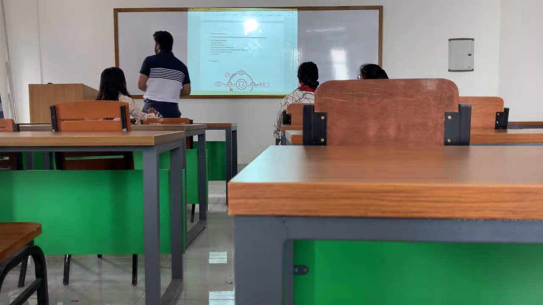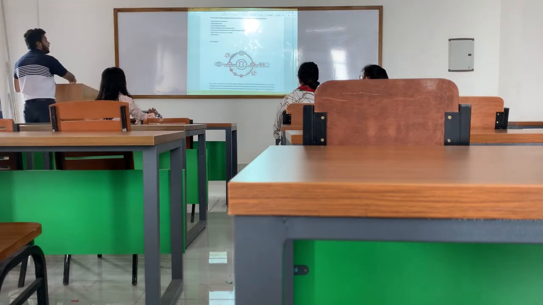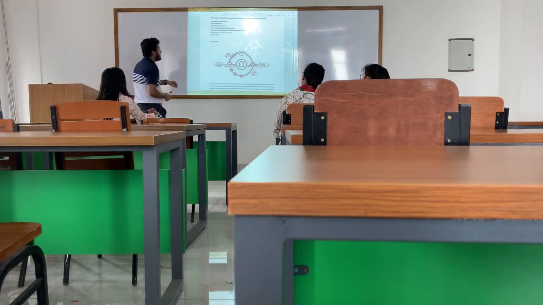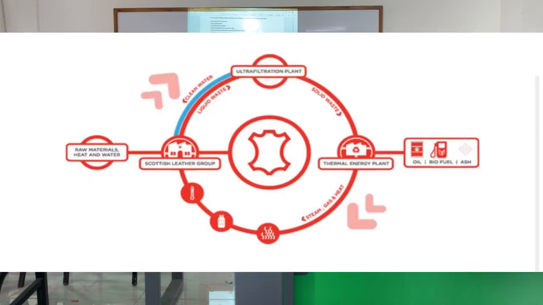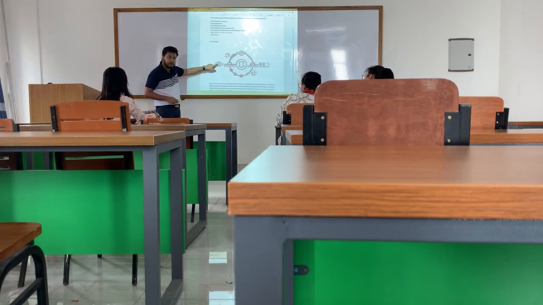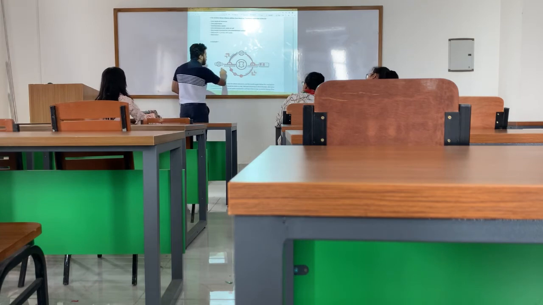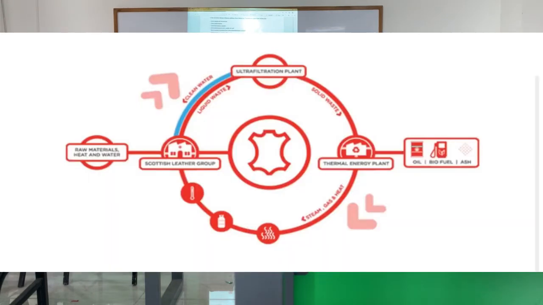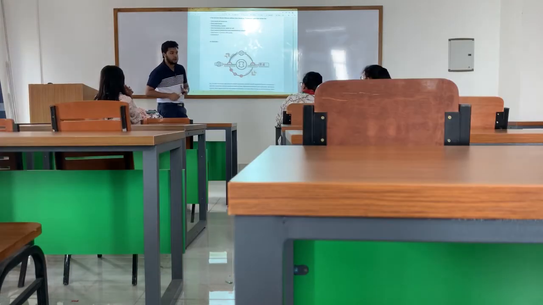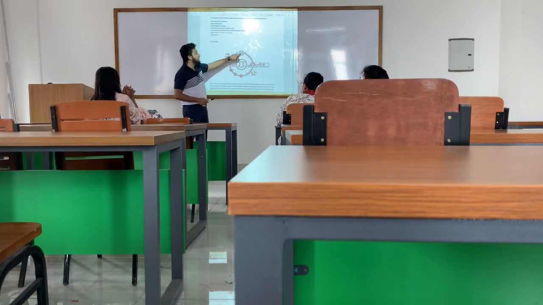So there is an example given here. Think of this as a leather factory. For this leather factory, we will be producing jackets or something like that. For this, we need raw materials, we need heat, we need water. Okay? So after the production, at the initial stage, there will be some wastes, maybe liquid wastes or solid waste. We will filter the waste.